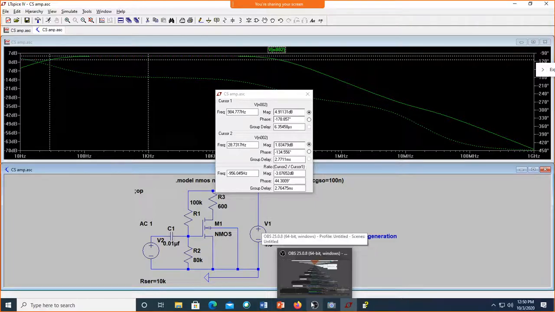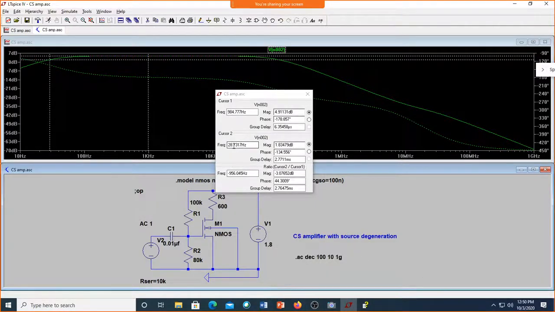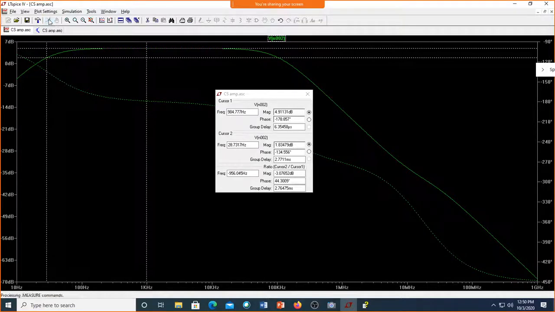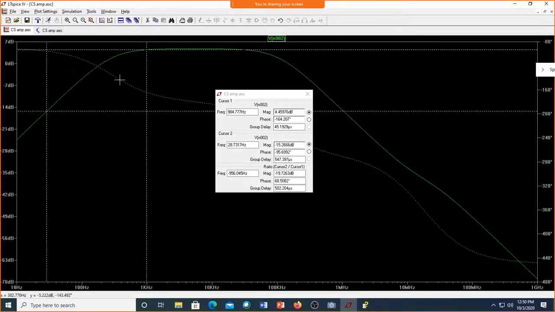F1 should increase by 10 times. So it should become almost 280 hertz. Shall we run? I'll run it. Can you see as it shifted now?